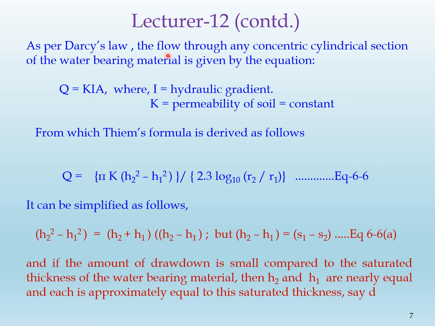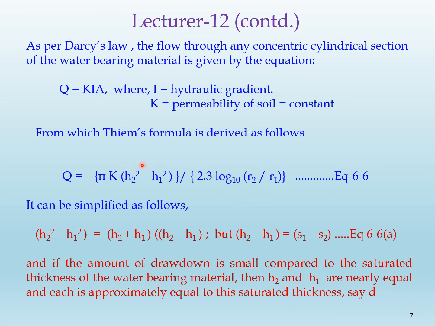Again, from Darcy's law we know Q equals K I A, where I equals the hydraulic gradient, and K equals the permeability of soil, which is a constant. And from this Darcy's law, Thiem's formula can be derived as follows: Q equals pi K into H2 square minus H1 square divided by 2.3 log 10 into R2 by R1.